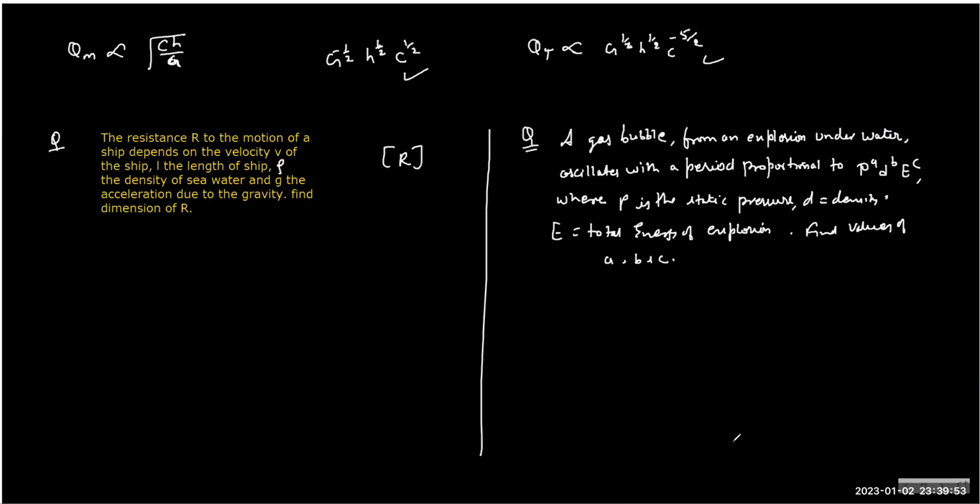Okay, another one. These two questions are done. So the resistance of motion depends on velocity v. So R is proportional to v to the power a. So what is the resistance meaning here? Any guess? Tell me guys, what is the resistance here?